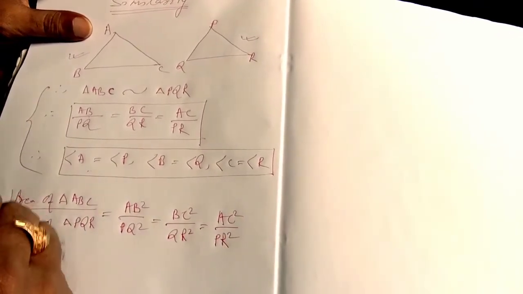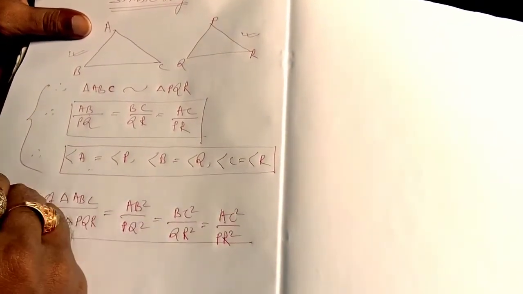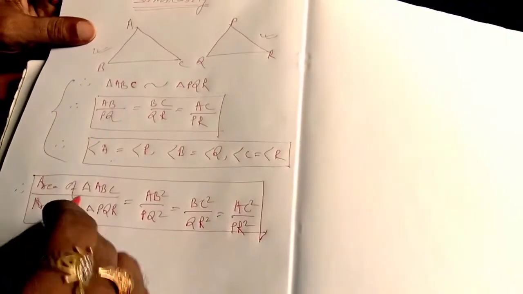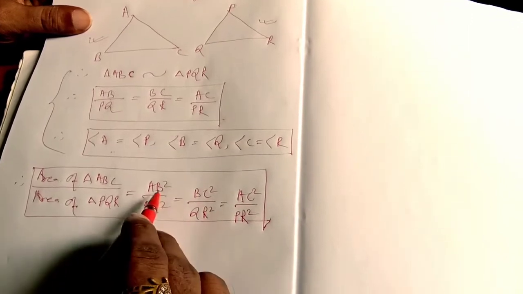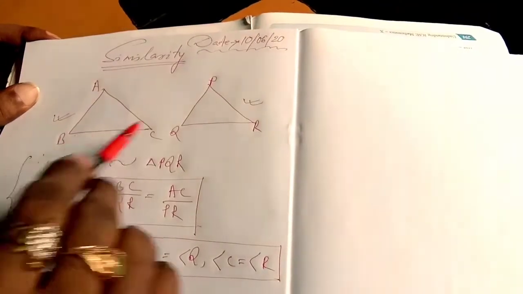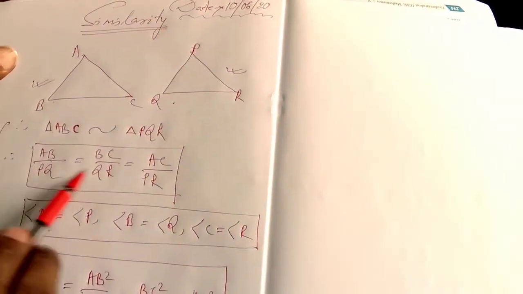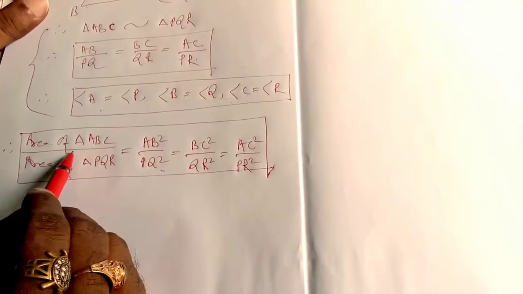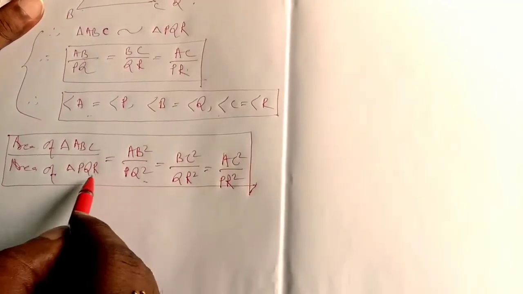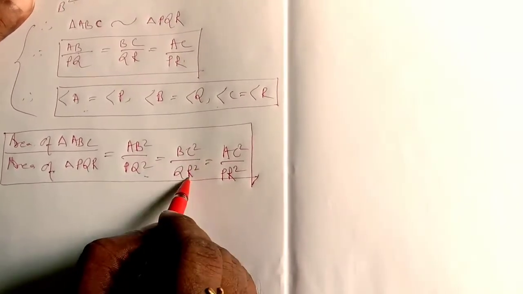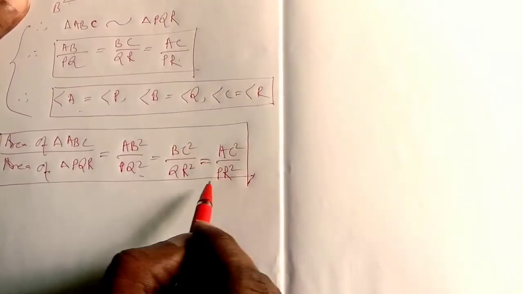Here is the conclusion we are getting if the two triangles are similar. If two triangles are similar, then the area ratio is equal to the square of the side ratio. Means if the two triangles ABC and PQR are similar, the side ratio is the same, angles will be equal to each other, and area of triangle ABC by area of triangle PQR will be equal to AB square by PQ square, BC square by QR square, AC square by PR square. Let us go next.